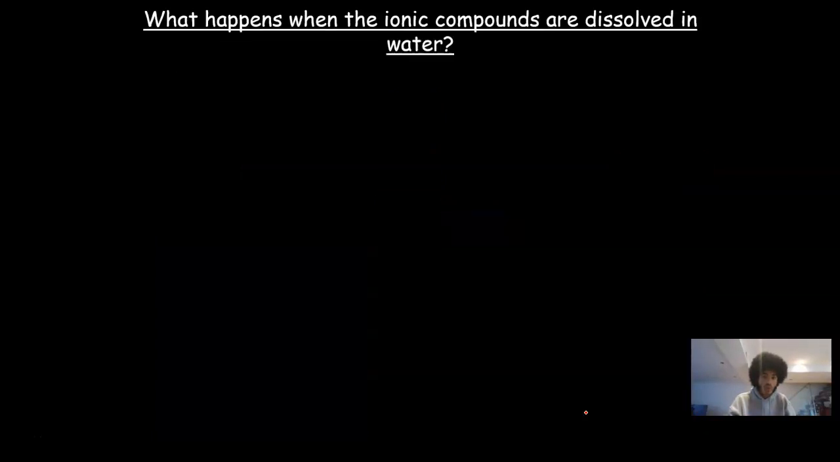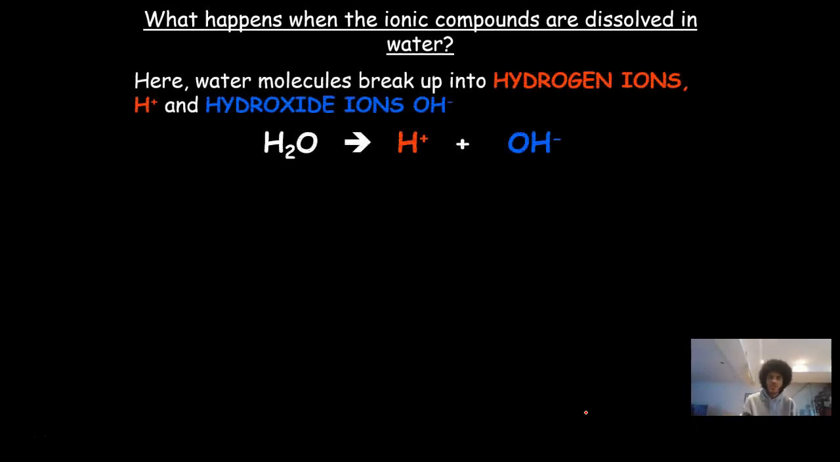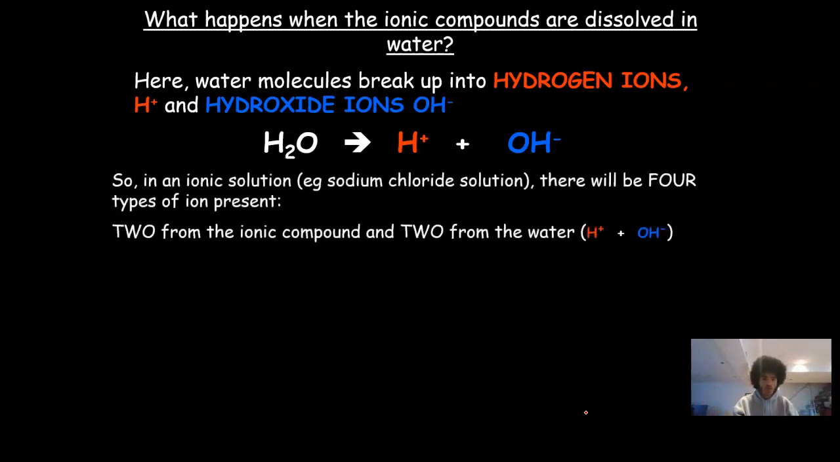So when you have an ionic compound dissolved in water, the thing you have to remember is that water naturally dissociates into H+ or hydrogen ions, and hydroxide ions, which are OH-. The H+, if you remember from previous learning, is the acidic part, and the OH- is your alkaline or basic part. So you have those two naturally there anyway. Now, as soon as you add an ionic solution to it, you've then got four different ions. You've got two from the ionic substance and two from water.